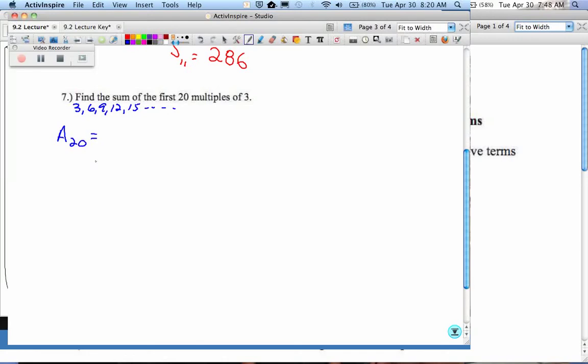Just to show you what I'm talking about, the sum formula: I already know I'm doing 20 terms. I already know my first one is 3. I know I'm dividing by 2. I want you to get in the habit of saying, I don't know what the last term is. Now, most of you probably can just do 20 times 3. But it's not always that way.